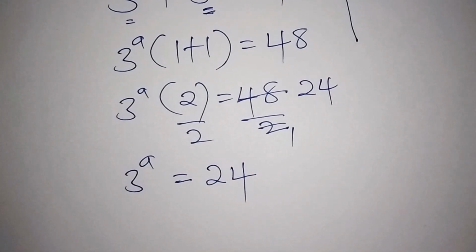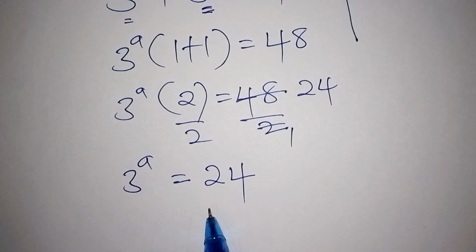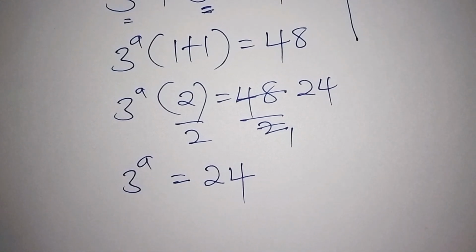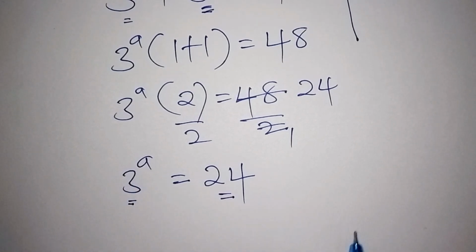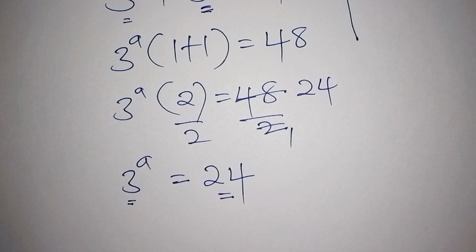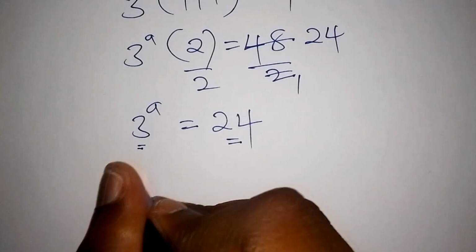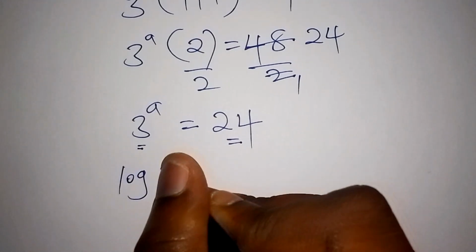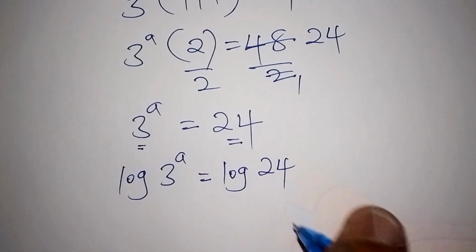Now most people make a mistake whereby they divide both sides by 3, which is not possible. Since 24 is a whole number, 3 is the base, and a is the index, we need to introduce logs on both sides so that you can work it out within the shortest time possible. So let's do that. Now we shall have the log of 3 to the power of a is equal to the log of 24.